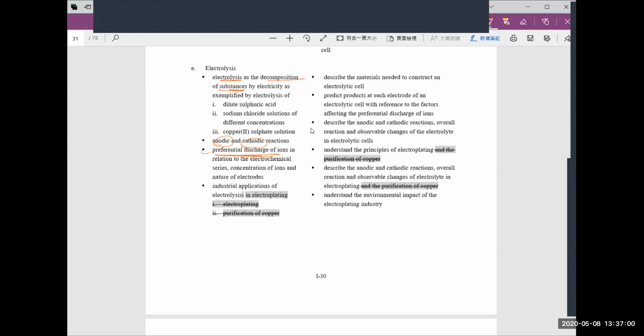Preferential discharge of ions has three factors. The first one, the position of species in the ECS. The second one is the concentration of ions, especially halide. And three, the nature of electrode. Whenever you talk about preferential discharge, you need to consider the three factors altogether. So once you see the MC questions, you need to read the information about the three factors very carefully.